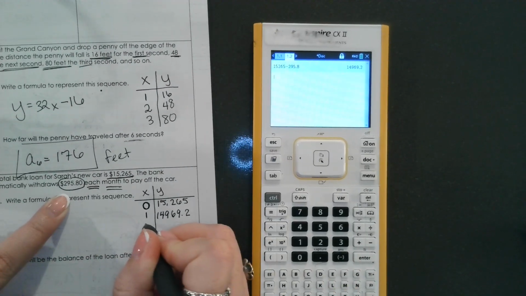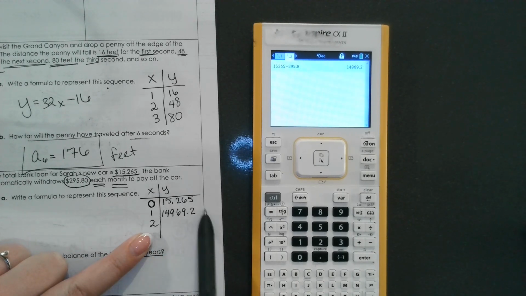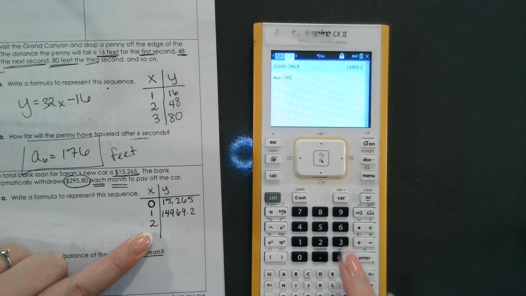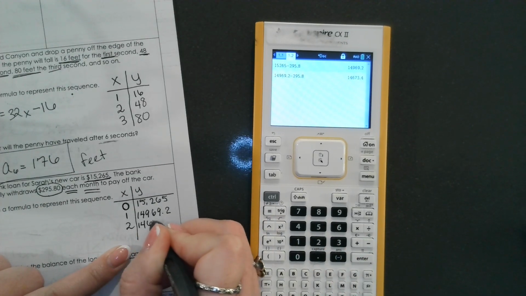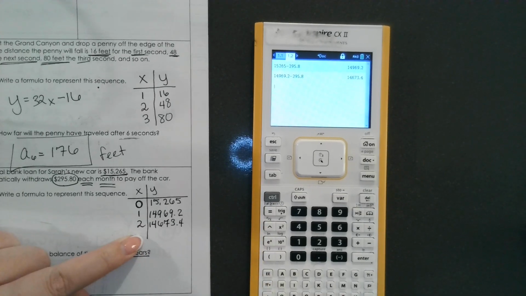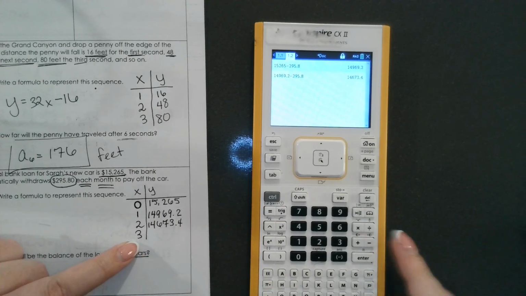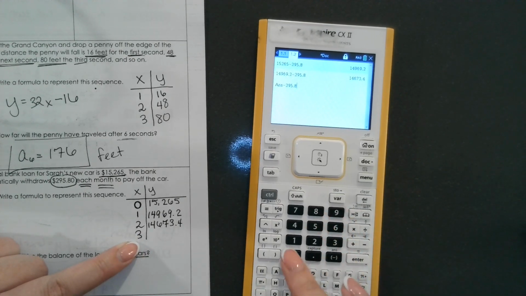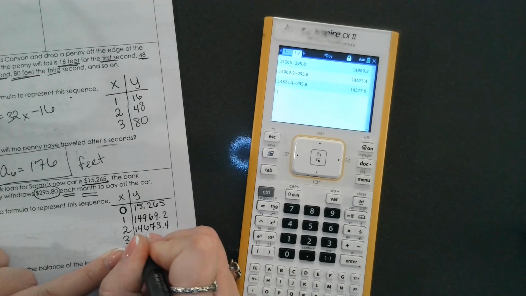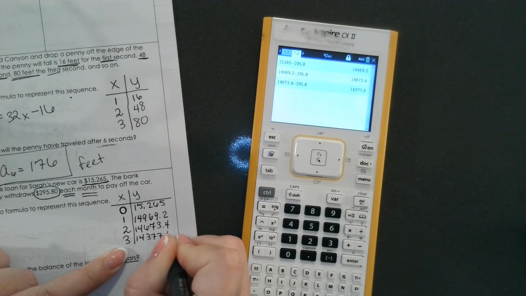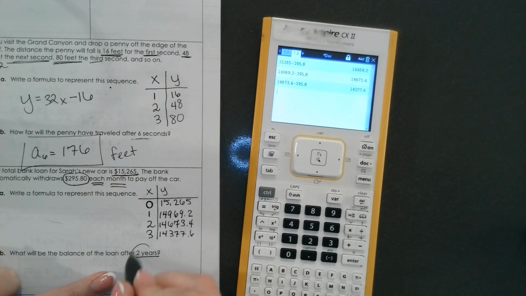Well then, what about after 2 months? Now I'm going to subtract $295.80 from this value. That is $14,673.40. And now to get the price after another month, I'm going to subtract $295.80 from the previous loan balance, which is 14,377.60. Now, I could keep doing this. I could keep subtracting and subtracting and subtracting to find the loan after 2 years.